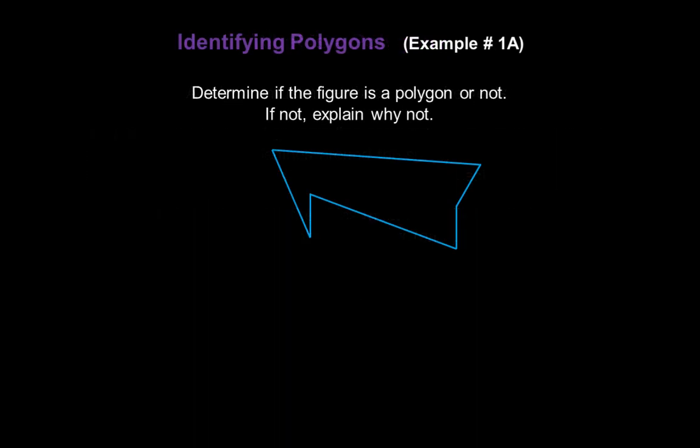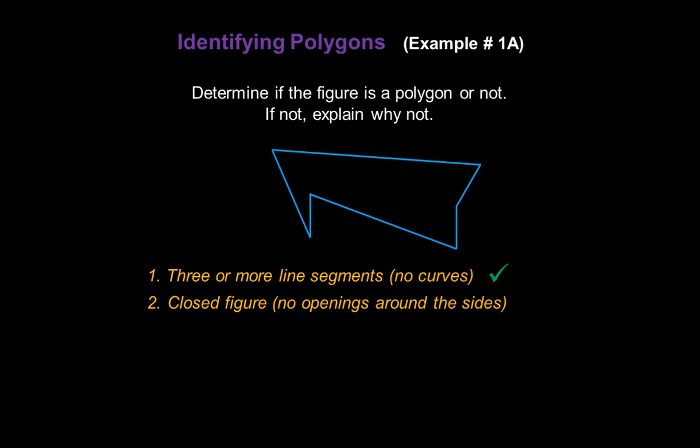Now, let's take a look at some examples. Determine if the figure is a polygon or not, and if not, explain why it isn't. Remember, we have three requirements we have to meet. The first is, there have to be three or more line segments with no curves. This figure meets that requirement. Secondly, it has to be a closed figure with no openings around the sides. This figure meets that requirement.